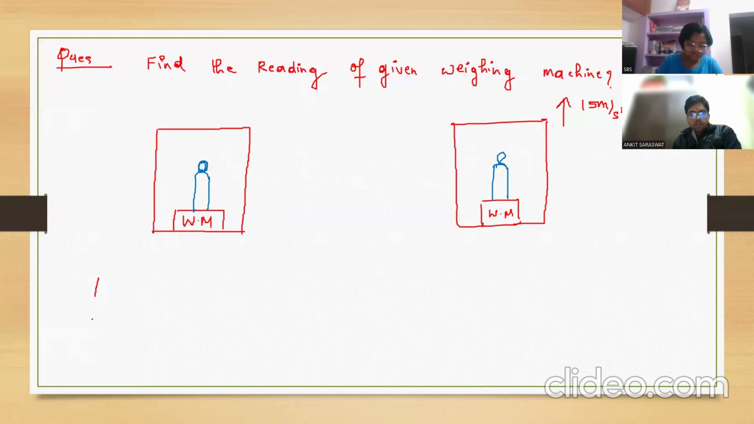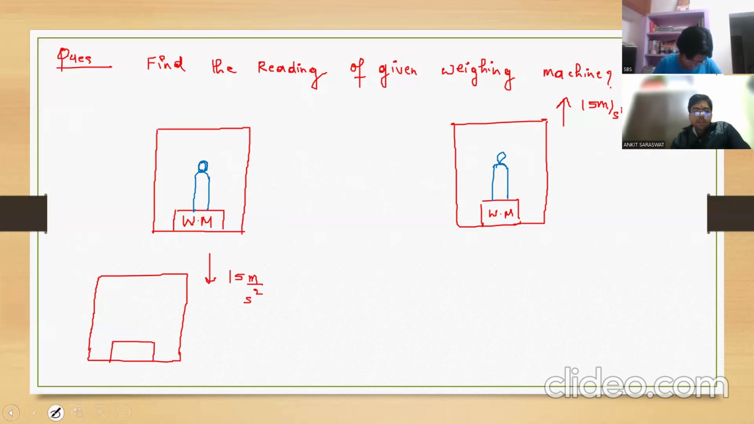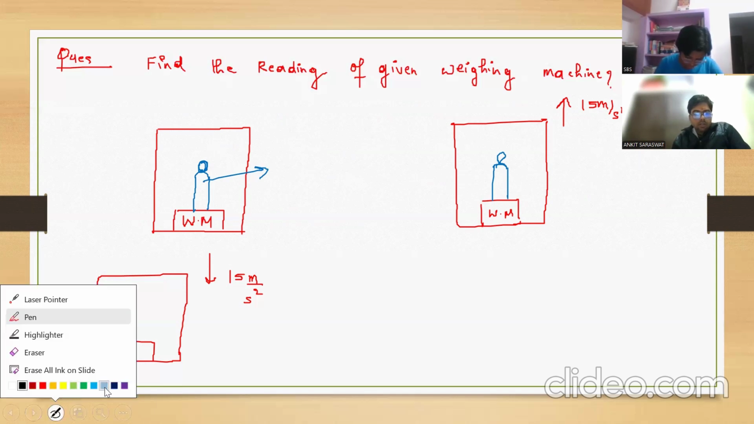One more case here. Here, our lift is going down, with 15 meter per second square. So with the help of this example, you will understand how the weight of a person is going to vary. Clear? How much is the actual weight? Here also, he's standing like this.